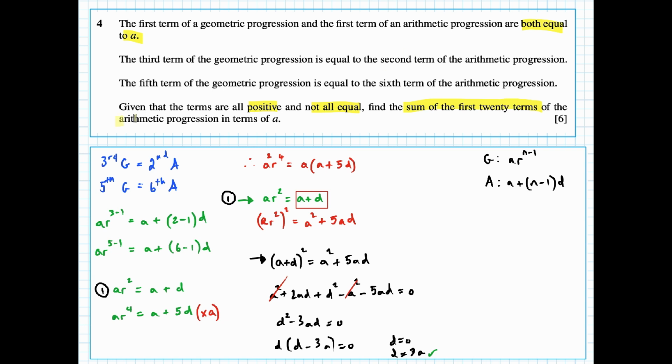So 20 over 2 times 2a plus 20 minus 1, so 19, times 3a. So d is now 3a. So our final answer is going to have an a in it. So we get 20a plus 570a. 10 times 2 is 20, yeah. So the sum of the first 20 terms for the arithmetic progression is 590a.